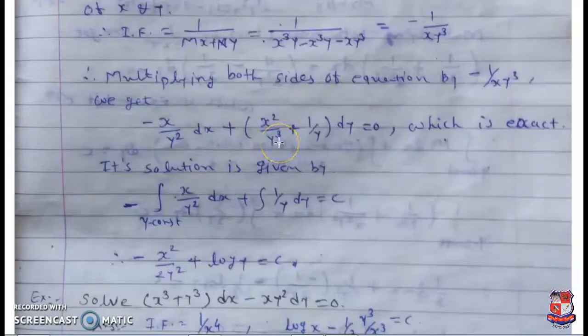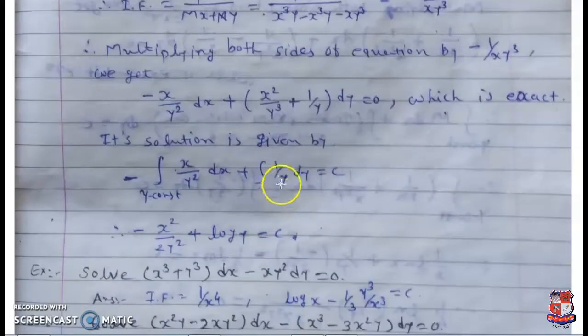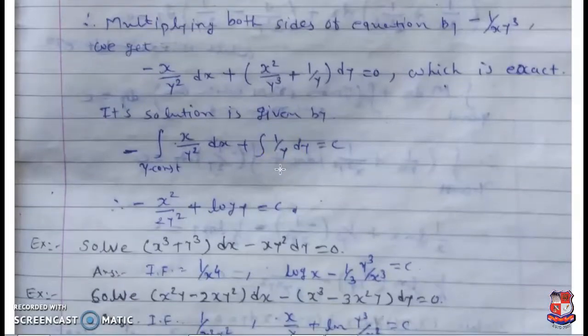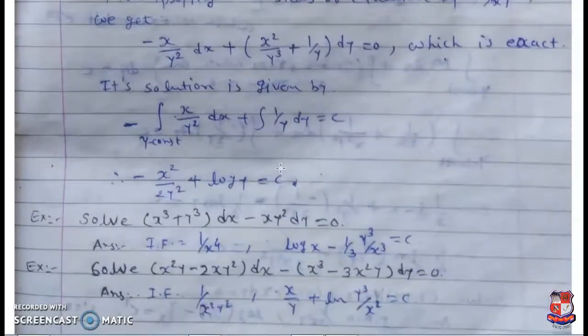Now the solution of the exact differential equation is the integral of M with y constant, plus the terms of N free from x. Here we write down M, and here the terms free from x from N star, which is only 1/y. Now integrating with respect to x gives x²/2y², and integrating with respect to y gives log y. This is our first case, when the differential equation is homogeneous and Mx + Ny is not equal to 0.